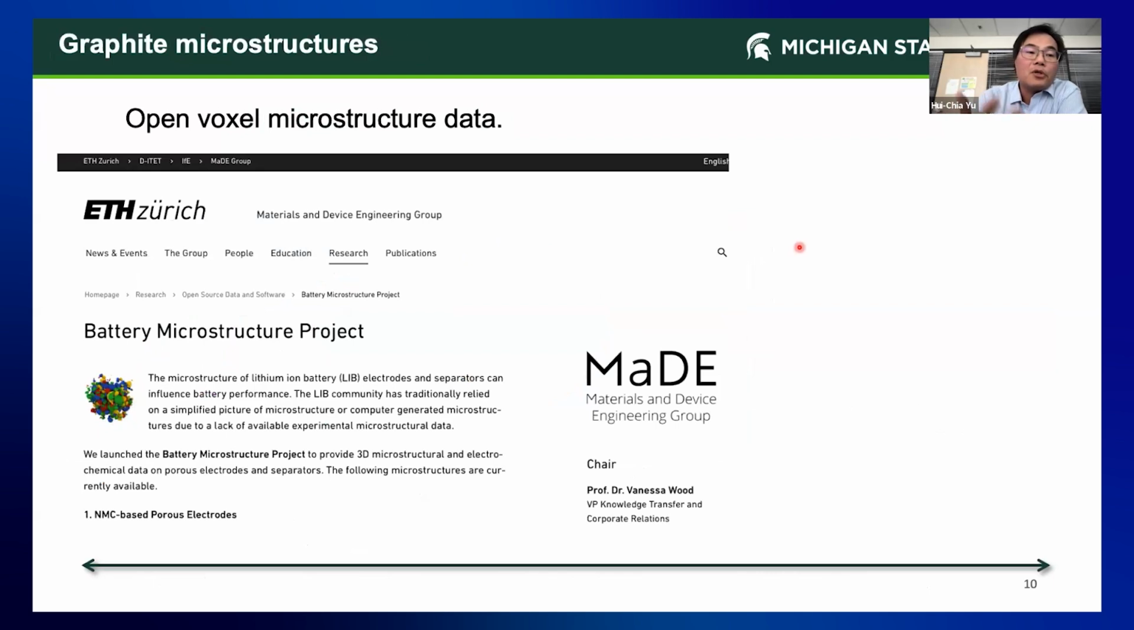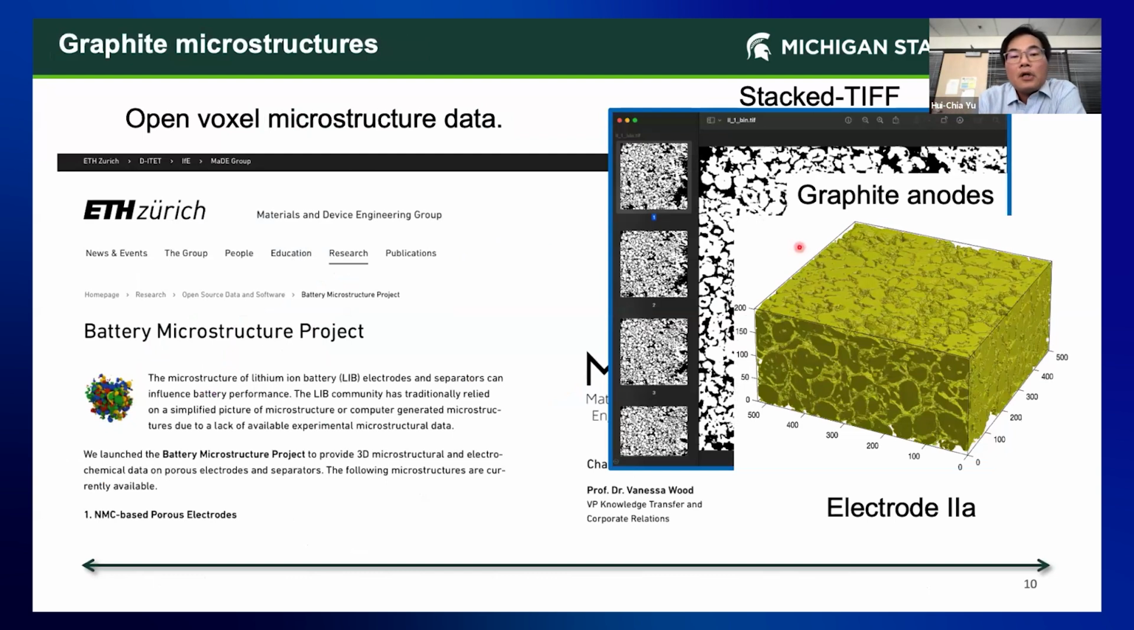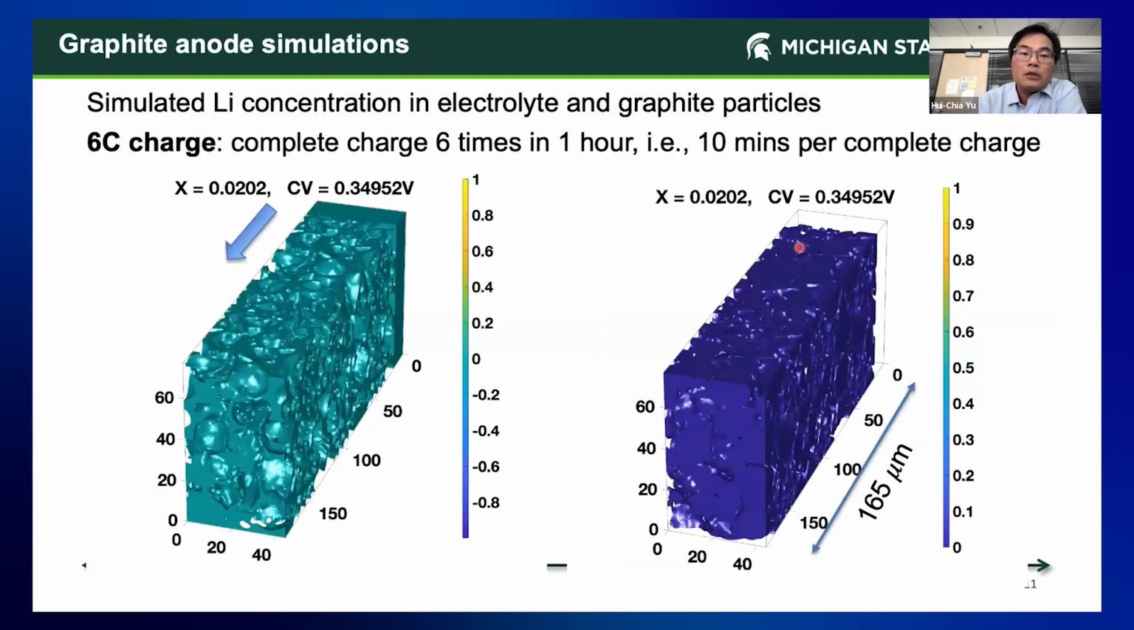Then next, you go to this web page and download the TIFF file. And then the TIFF files, you can pile them up. You get this 3D voxel microstructure of graphite. Then we just solve these differential equations with all this voxel intensity. And on the left is the lithium concentration in the electrolyte, and lithium goes in this arrow direction.